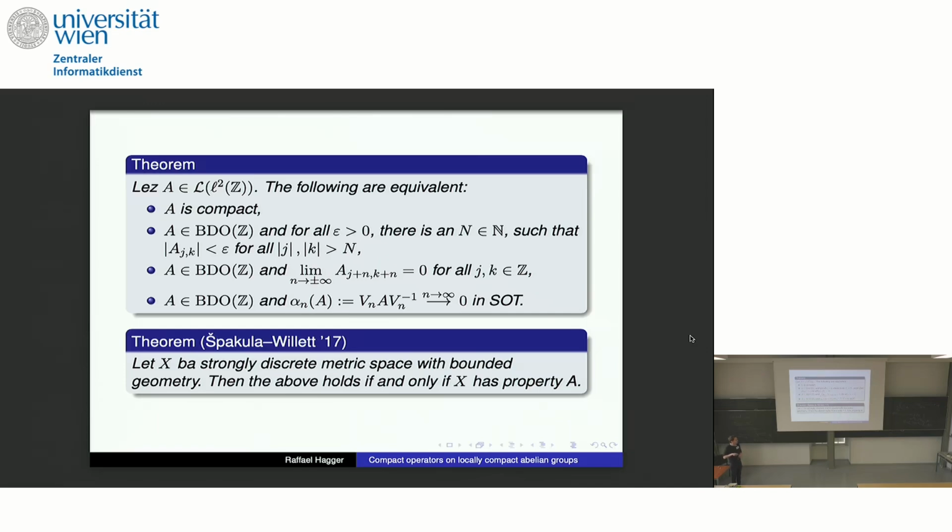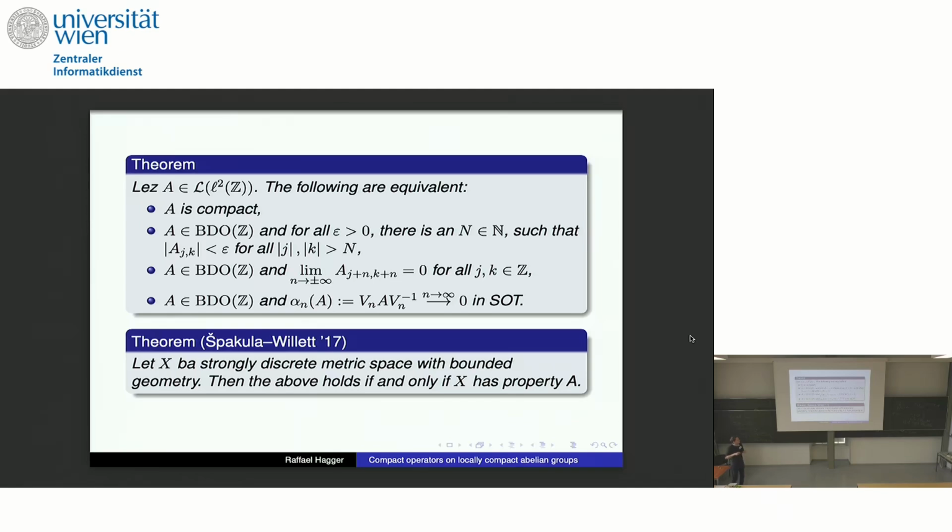And the other thing is bounded geometry, and this is also needed because, if you just think of an infinite set with a discrete metric, then everything will be a band-dominated operator because everything has just distance 1. So everything will be a band operator, and then you can easily see that the compactness criterion fails.